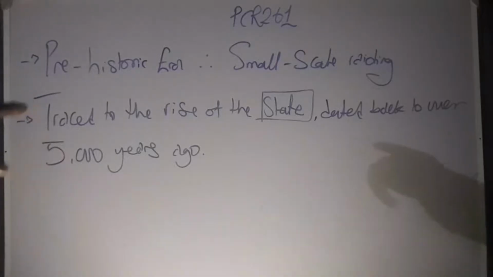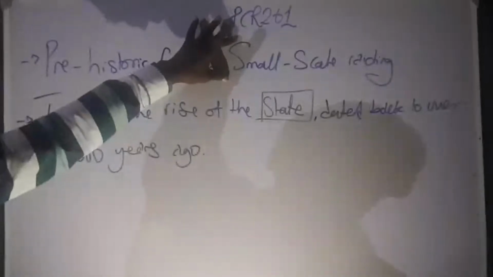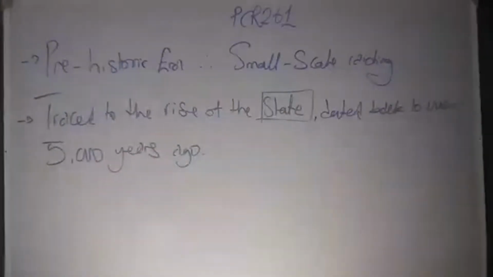This decision, this initiation, this reality give rise to the small scale reading into becoming what it is today. Whereby, as we said in our previous class, we have countries launching intercontinental ballistic weapons against each other.